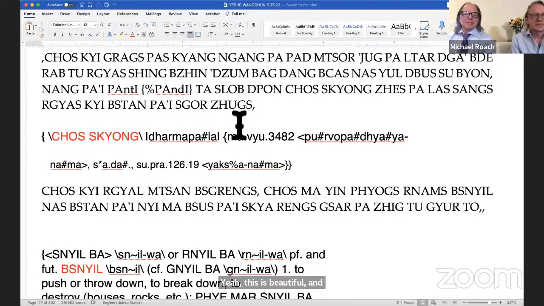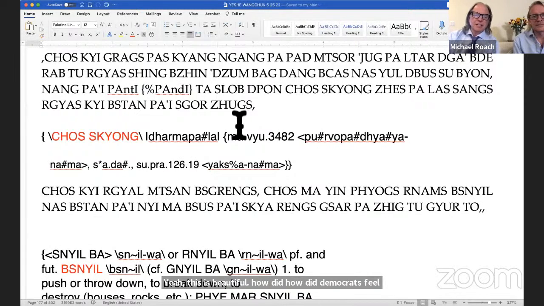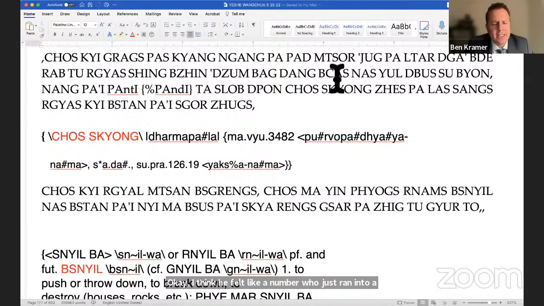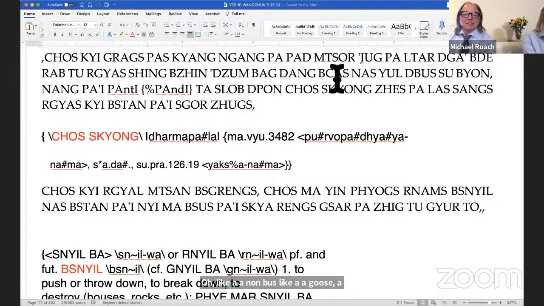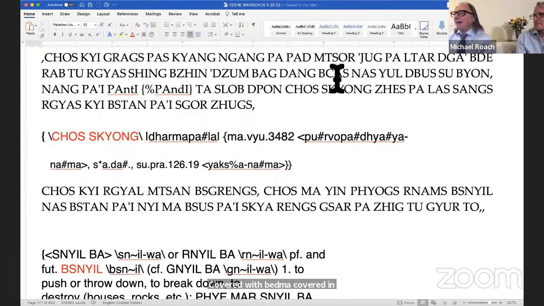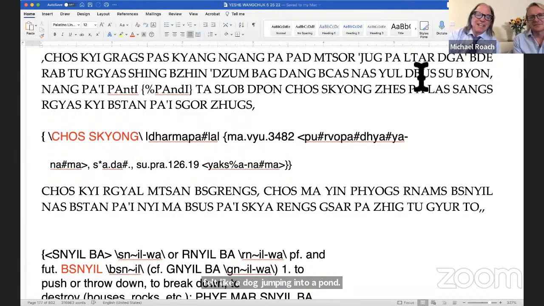How did Dharmakirti feel about being kicked out of his house and his culture? Like us, I think. He felt like a duck that got thrown into an ocean, and here's a lake covered with lotuses. He said, "Oh, don't throw me out." And leaving home felt like a duck jumping into a pond covered with lotuses.